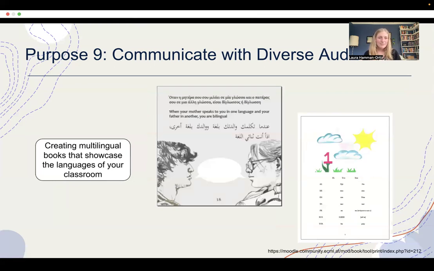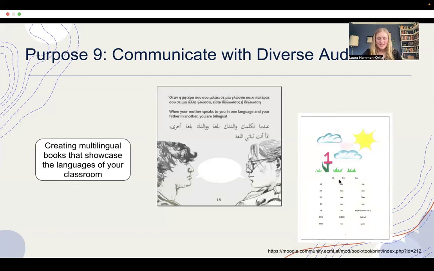We talked about bilingual and multilingual books last week, but again, this is another example of how you could do this in your classroom. These examples come from the website you see down below, where the books themselves showcase all of the languages in the classroom. So here you see the English text: "When your mother speaks to you in one language and your father in another, you are bilingual." So I'm broadening what it means to be bilingual and then having that translated into languages of the classroom.